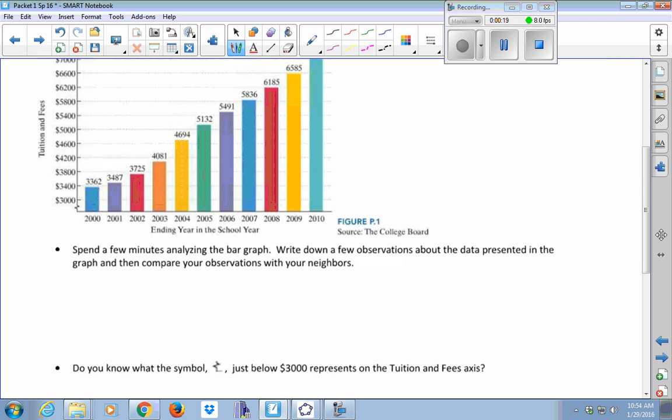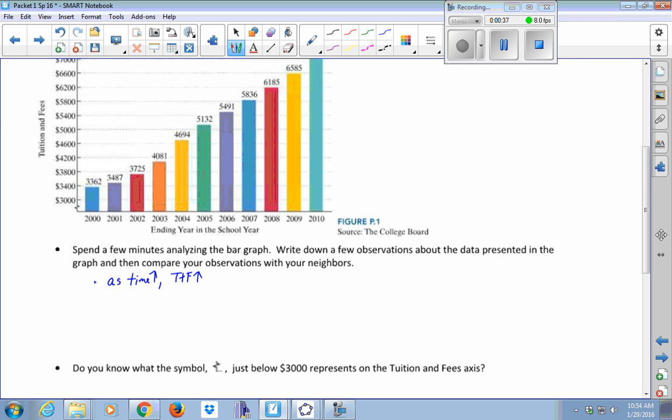Okay. So what did you notice, Nick? For every increase on the x-axis. Okay, so as time increases, the tuition and fees increase. Okay, sure. Other things you noticed?